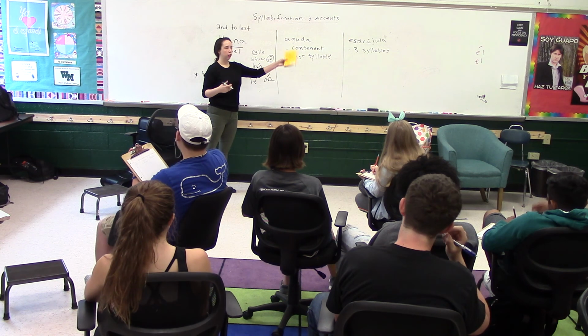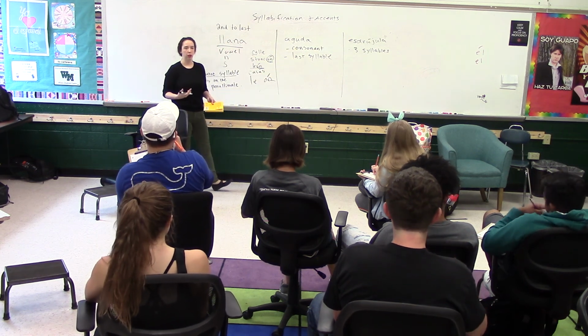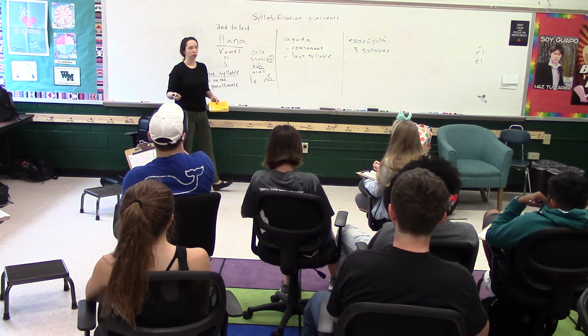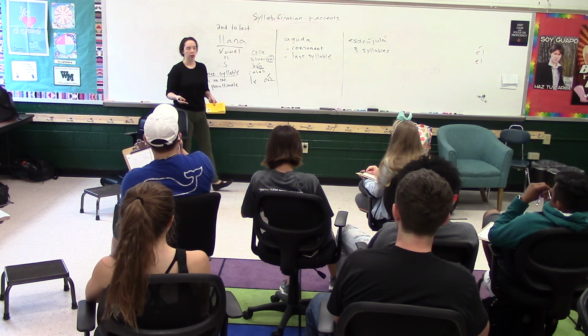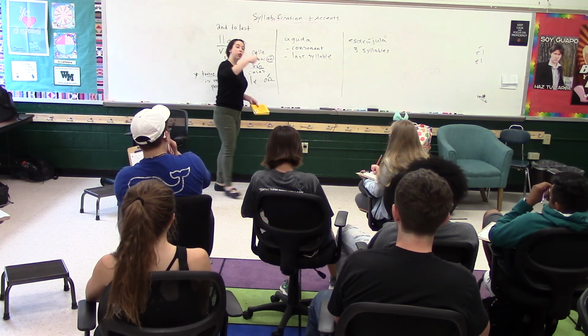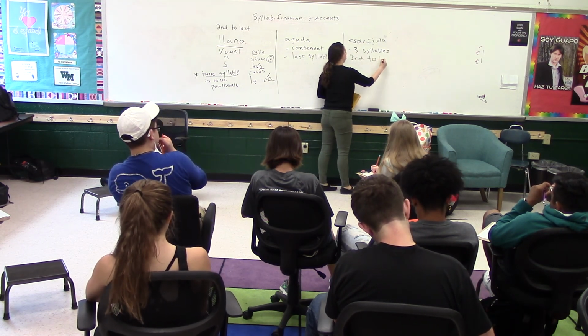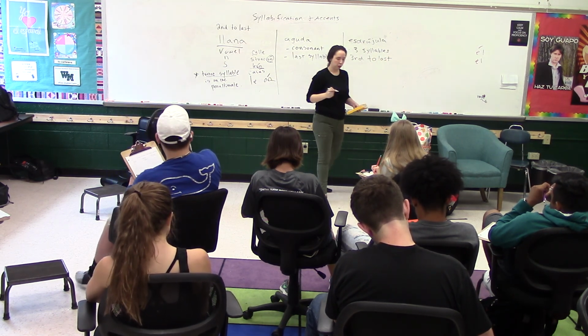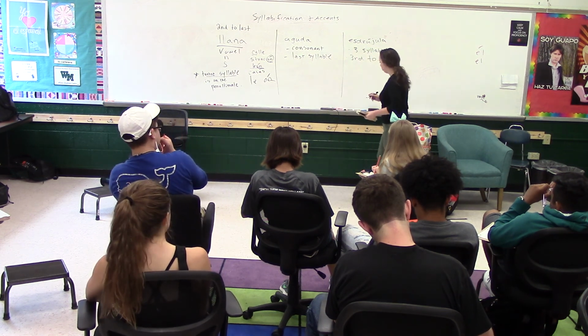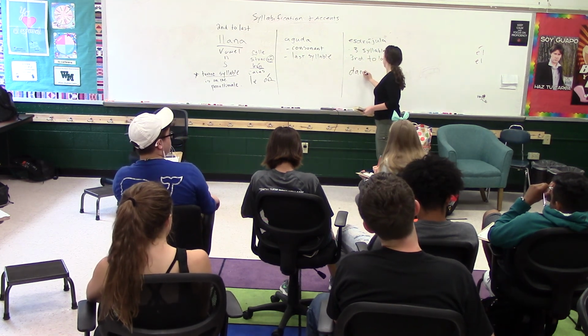So that means that for esdrújula words, where is the tonic syllable? Is it on the last? No, because that's an aguda word. Is it on the penultimate? No, because that's a llana word. It's on the third to last syllable. Okay? So I'm going to give you an example of an esdrújula word. You have seen this before.